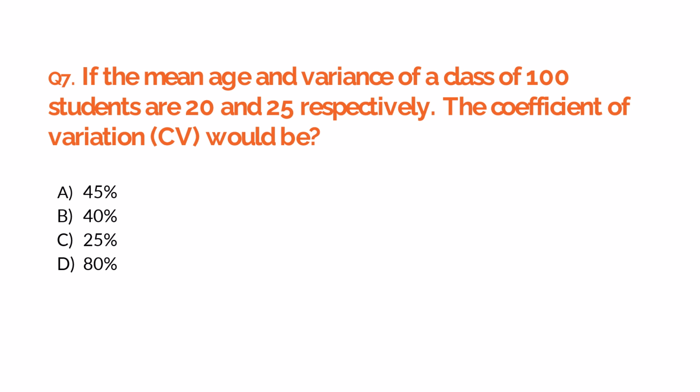The mean age and the variance of a class of 100 students are 20 and 25 respectively. We have to calculate the coefficient of variation. So for this, we have to know the formula for coefficient of variation. So the formula is standard deviation upon mean into 100.